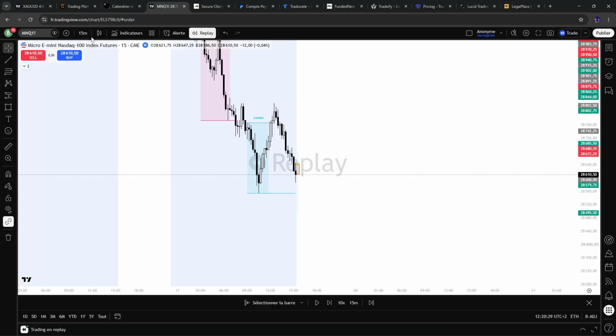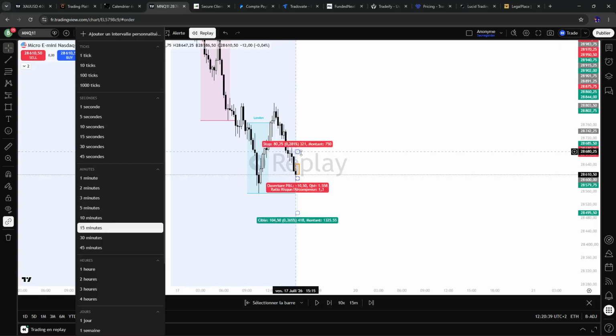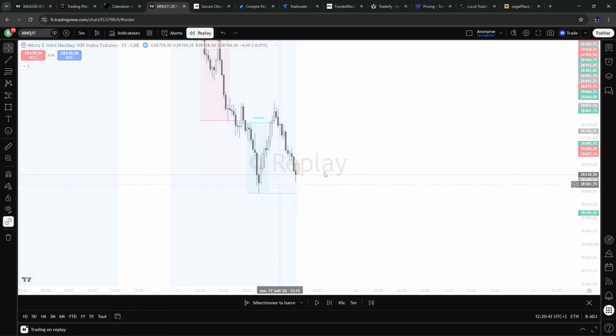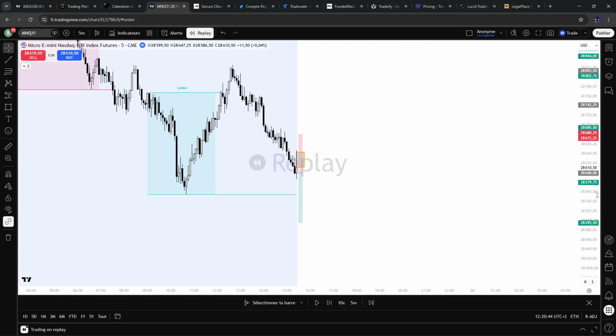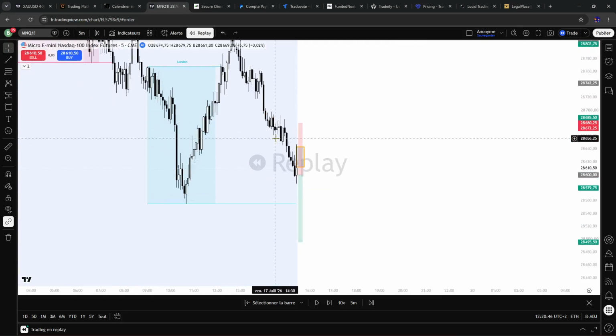So what you are expecting for the new session is just that we come in for a little retracement, like in some 15-minute zone or 5 minutes. And what happened in New York session? Here we can see a 5 minute gap.